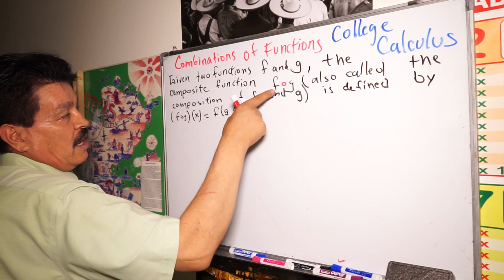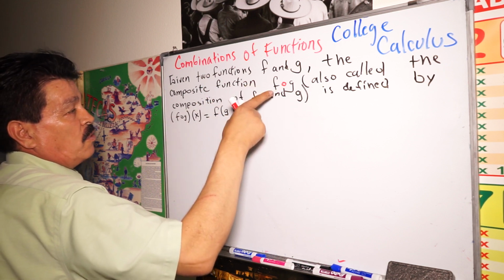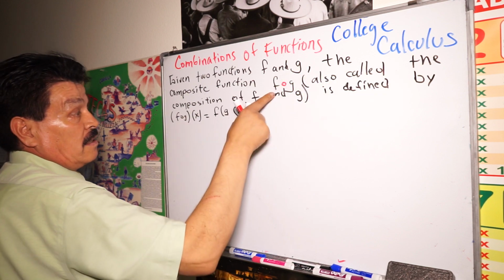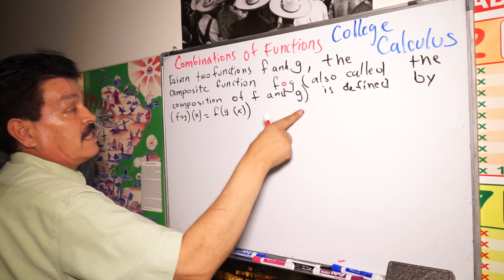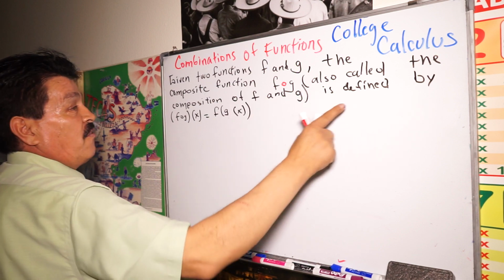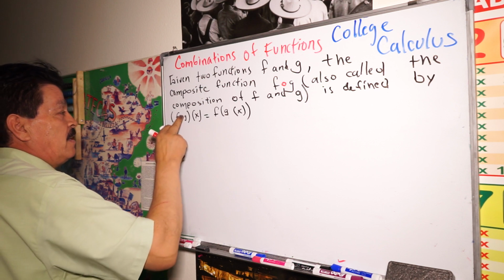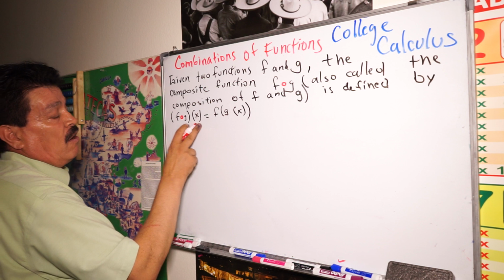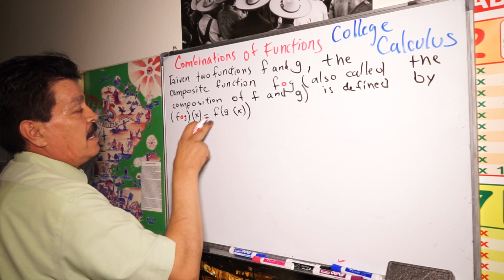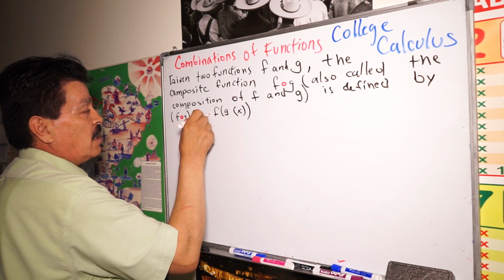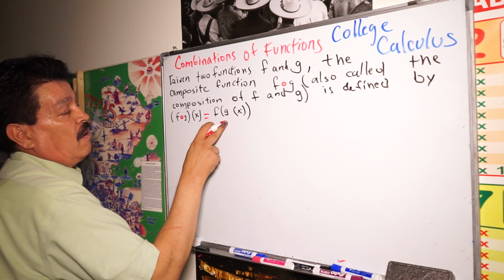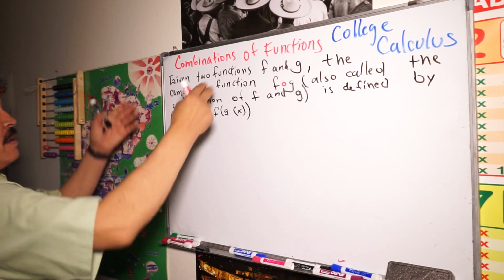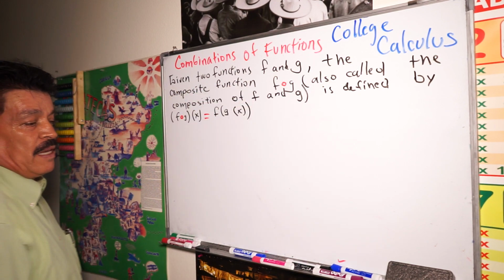So when you see this f composition g, it is also called the composition of f and g. It is defined by f composition g of x, and then it's going to equal f of g of x. This is the way to understand this topic for today.